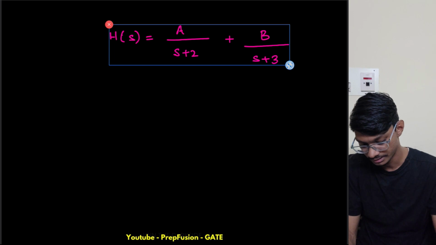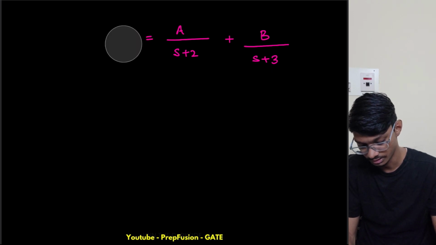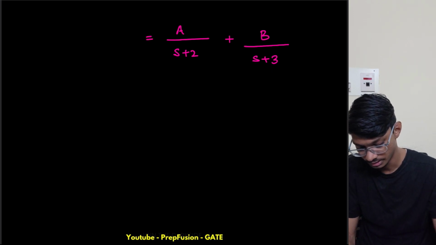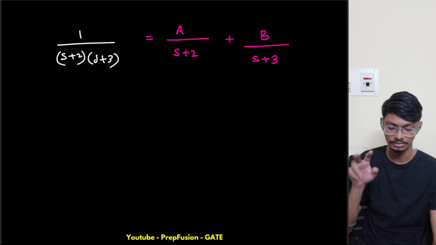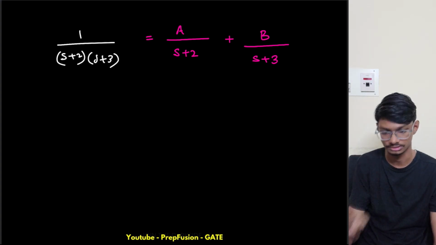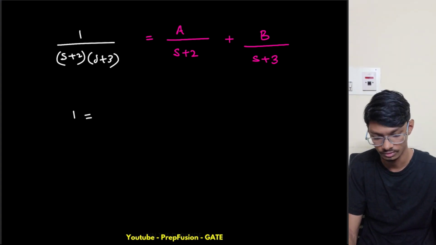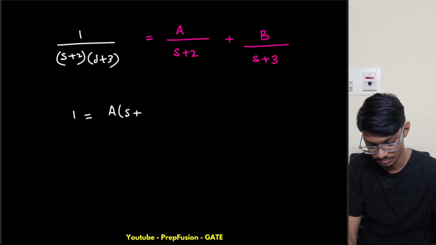So what can I write instead of h of s? I can write h of s as 1 upon s plus 2 into 1 upon s plus 3. Now what you do is multiply by s plus 2 into s plus 3 on both sides, right? So this becomes 1 on this side, and this becomes a into s plus 3 plus b into s plus 2.